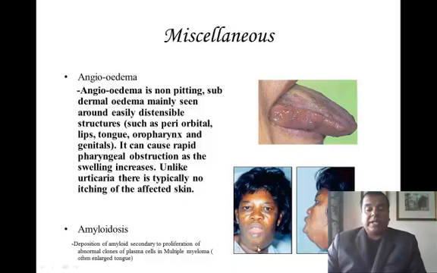In this lower photograph, you see we discussed amyloidosis causing enlargement of the tongue, where deposition of amyloid secondary to proliferation of abnormal clones of plasma cells often is a feature in multiple myeloma and leads to an enlarged tongue.